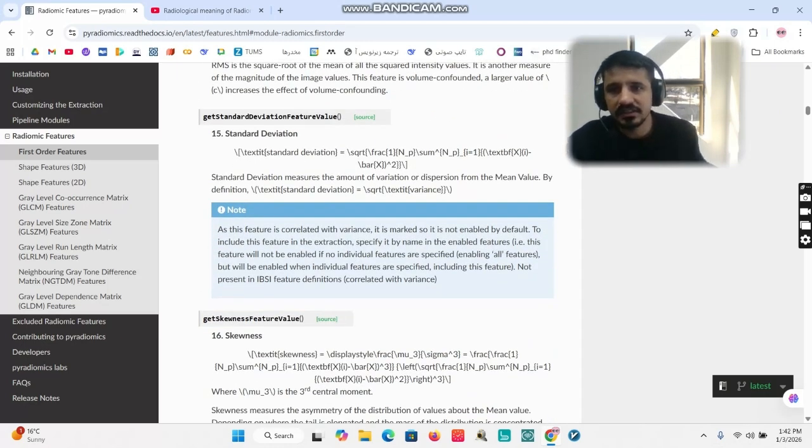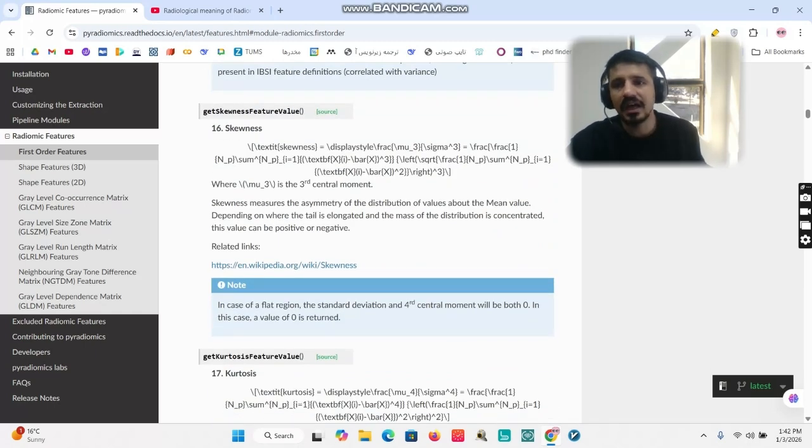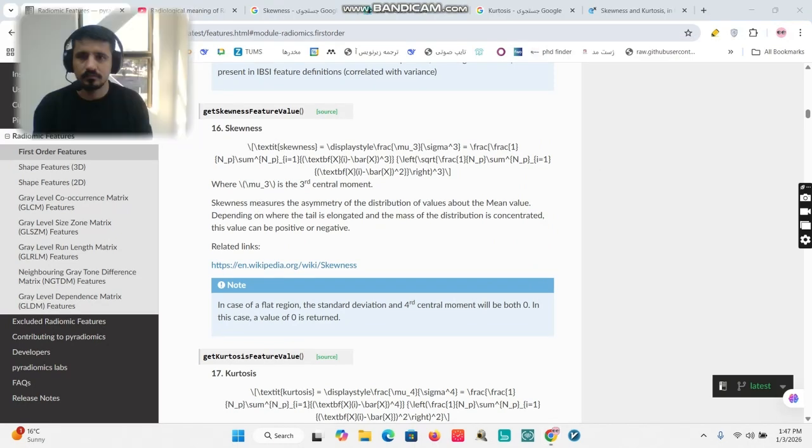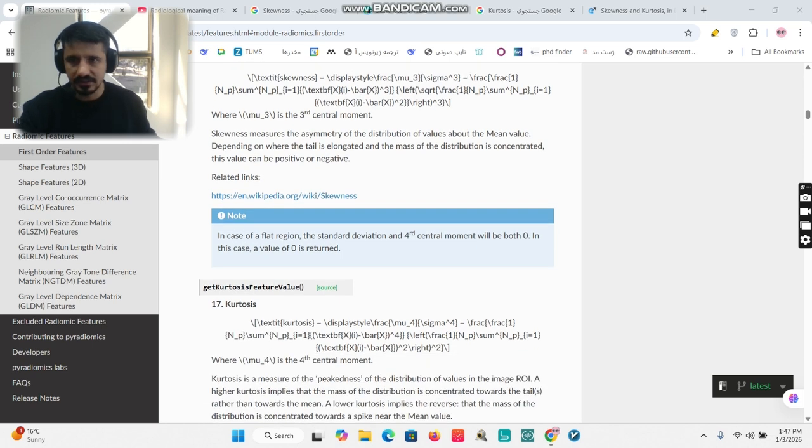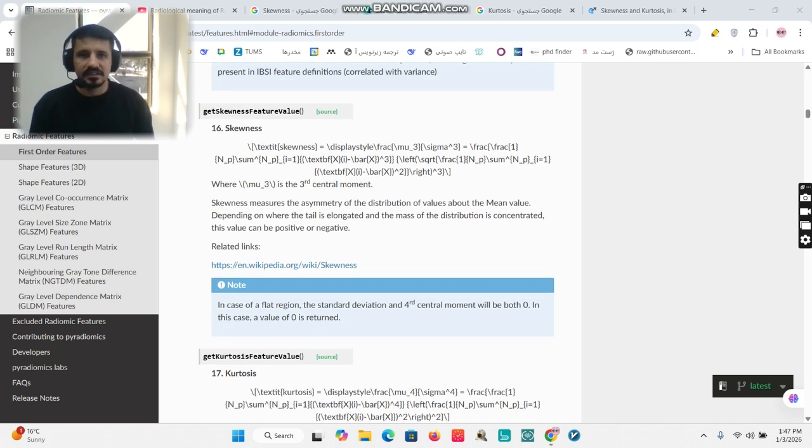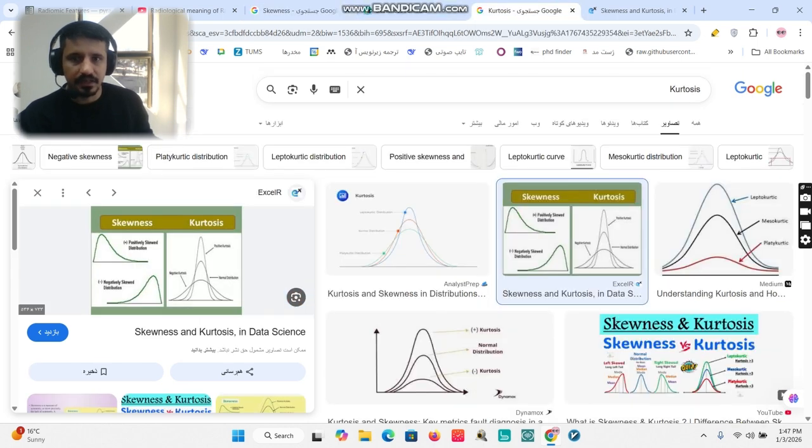And then we have the standard deviation. Standard deviation is the statistical formula, and we use it on the image intensities. And then we have two important features: skewness and kurtosis. We have a distribution of intensities of our DICOM intensity matrix, and we are going to talk about these diagrams.